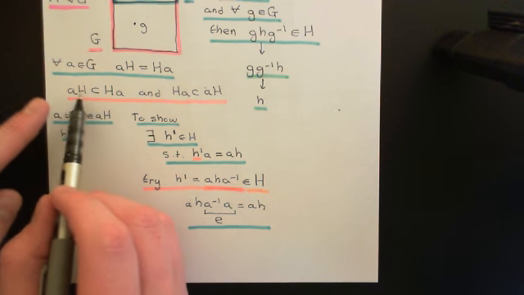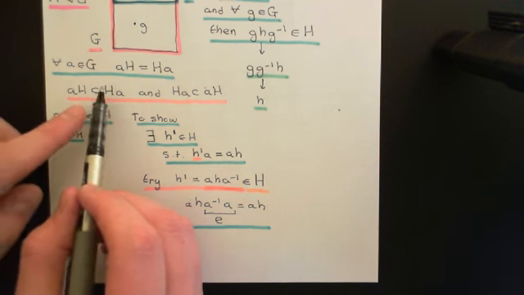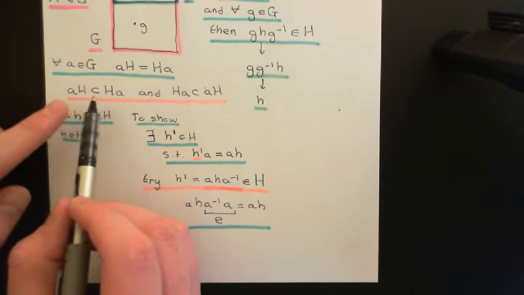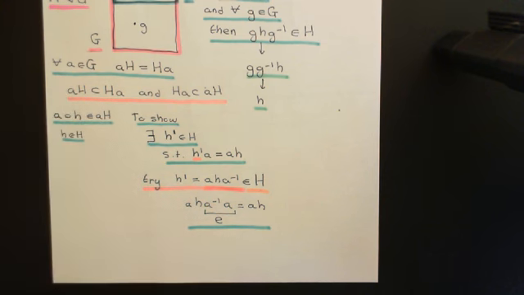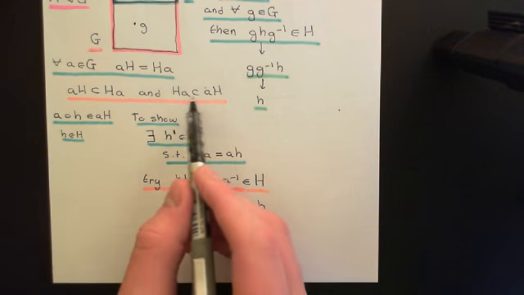I have not yet proven that they are equal to one another, because how do you know that there aren't elements in here that are not in here? I haven't yet proven that. So what I now need to do is the other way around.